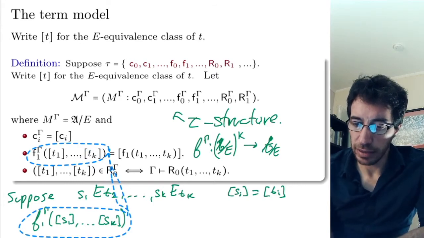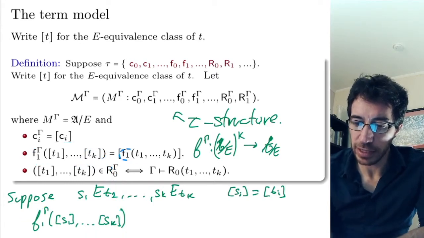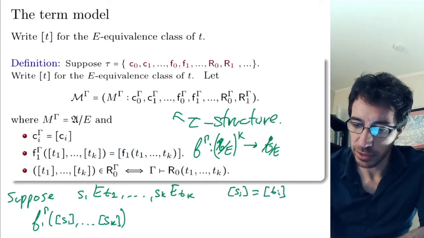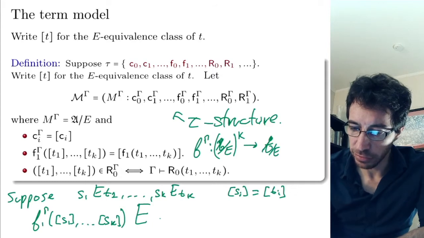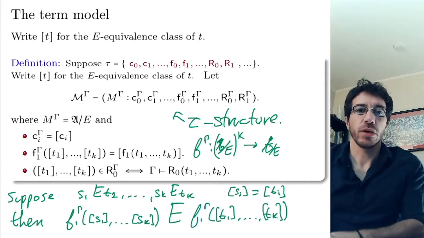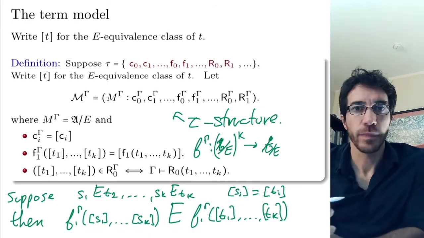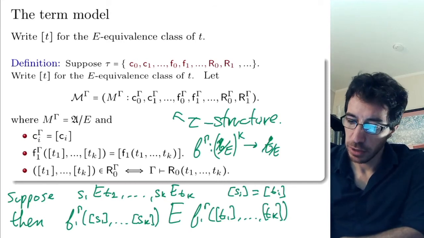So the result we're getting here is the equivalence class of this term. For those to be equal, what we claim needs to happen is that F gamma of S1 through Sk is related to F gamma of T1 through Tk. Okay, so that's enough to say that the definition makes sense.